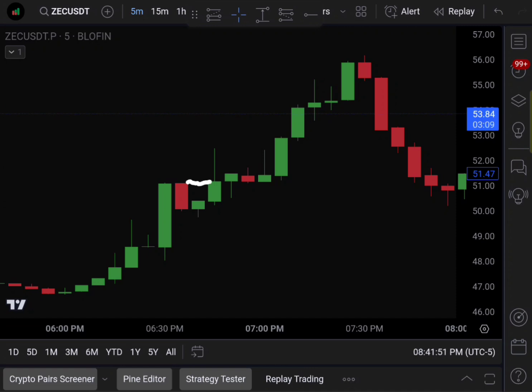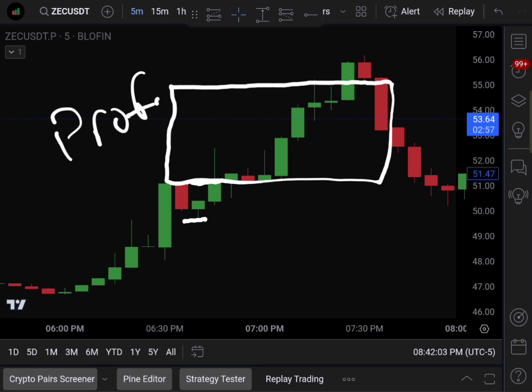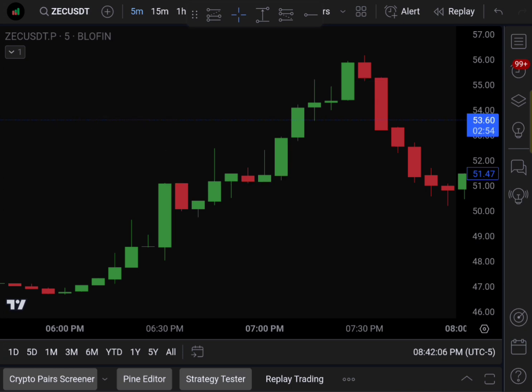So your entry is going to be right here at the close. Your stop loss is going to be right there. And your take profit is going to be right there. Why? This is all your profit area right there. Why is all of that your profit area? All of that is your profit area because we haven't even received the lower lows.